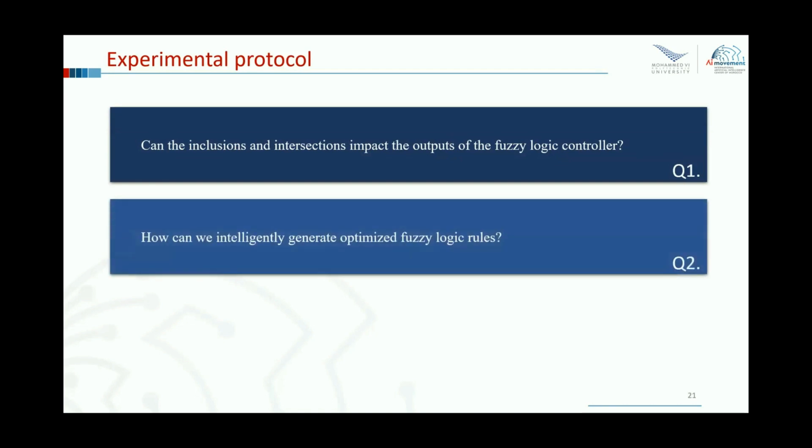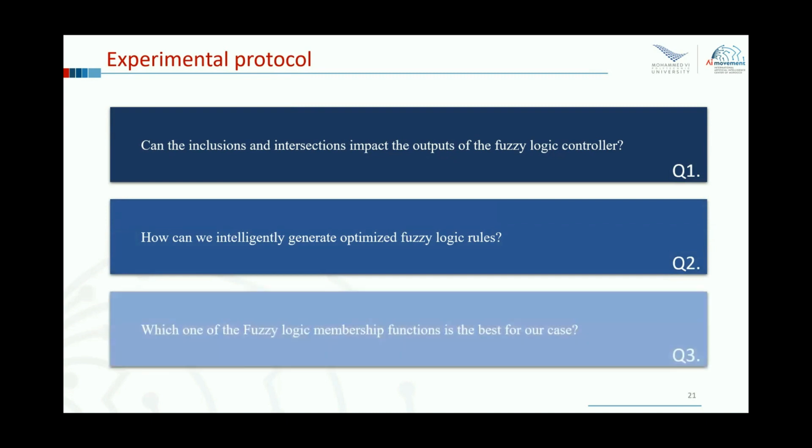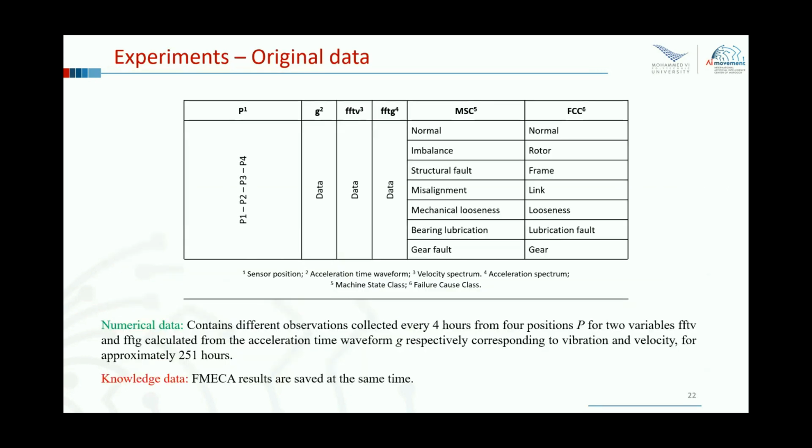The second question says, how can we intelligently generate optimized fuzzy logic rules? And the last one, which one of the fuzzy logic membership functions is the best for our case?